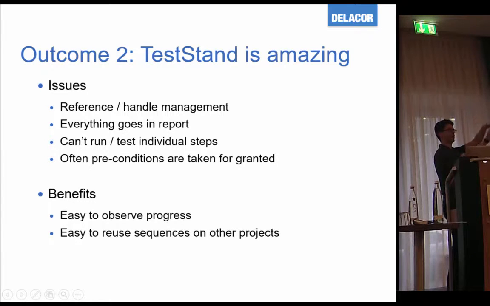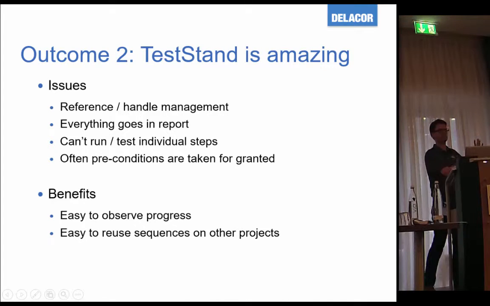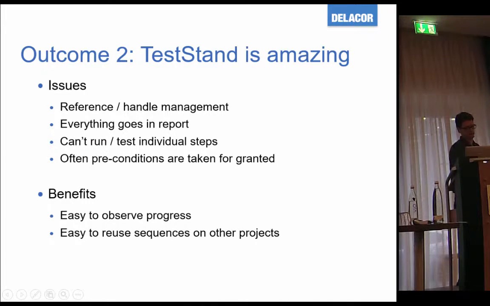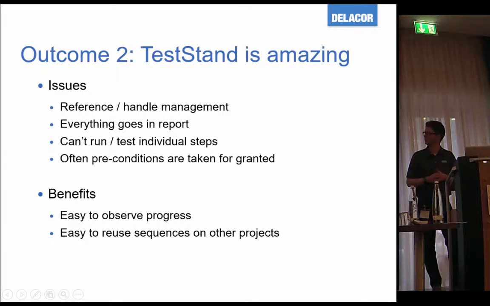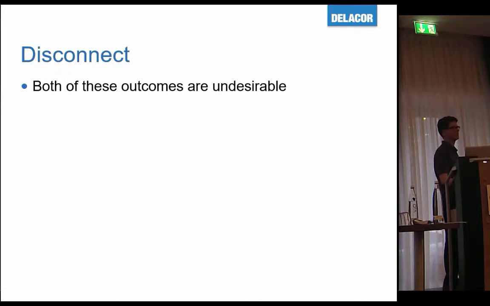Benefits: if you've got 700 steps in a test sequence, you're going to see everything that happens. So interactivity is great. Information overload, probably. And when you've got those sequences, it becomes very easy to reuse those sequences on other projects. So you've got the reusability benefit if you've got that kind of granular approach. So we've got these two opposing positions. It's a disconnect, right? Neither's particularly desirable.